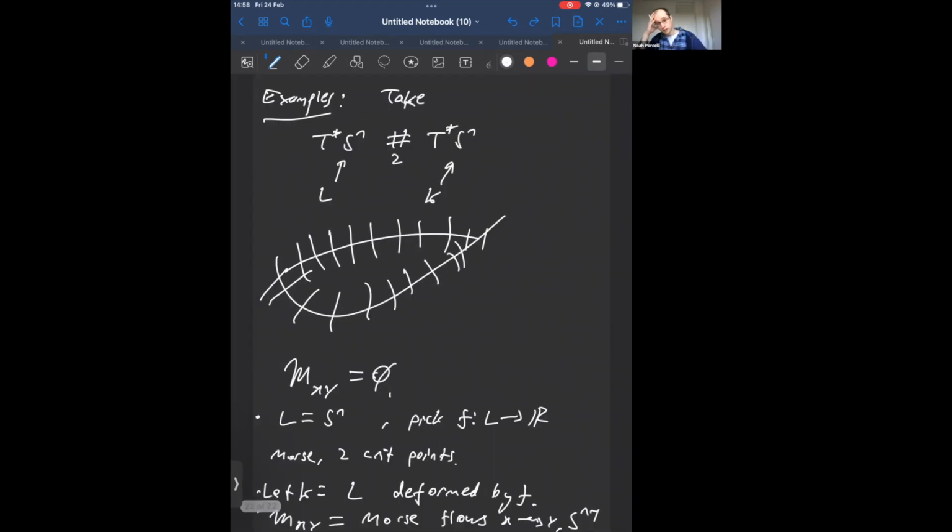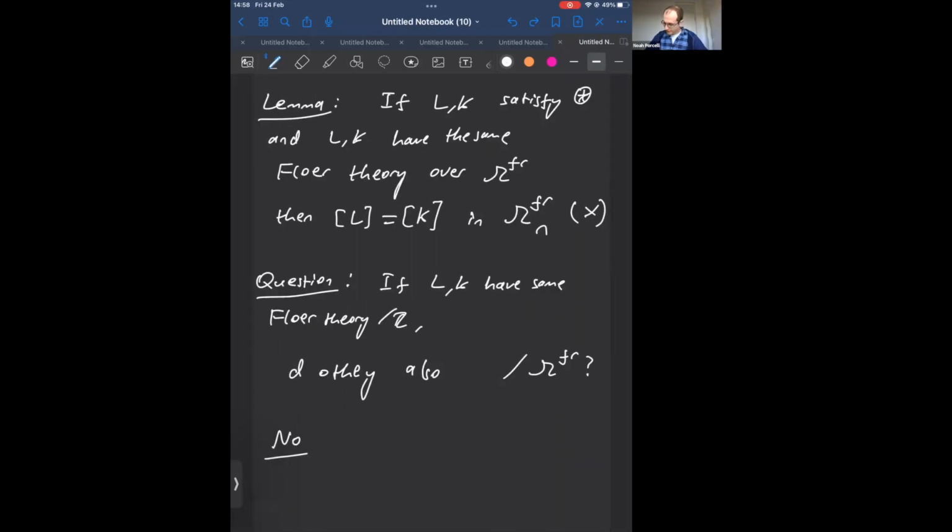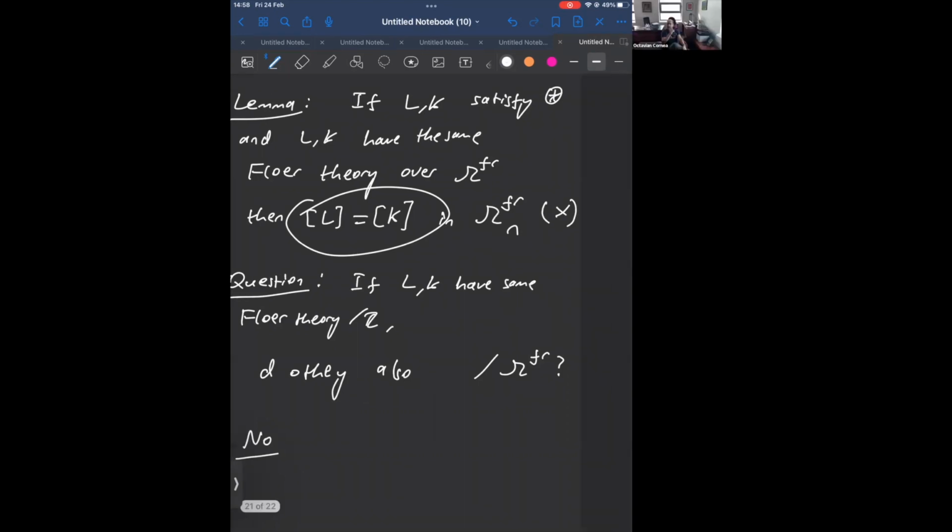Does that answer the question? Okay, so if L and K have the same Floer theory over the integers, then they don't necessarily over the frame bordism ring. If we wanted to prove the strongest thing that you could possibly prove, which is this equivalence here, then that would be nice, but we can't. So how do we get some information out of this?